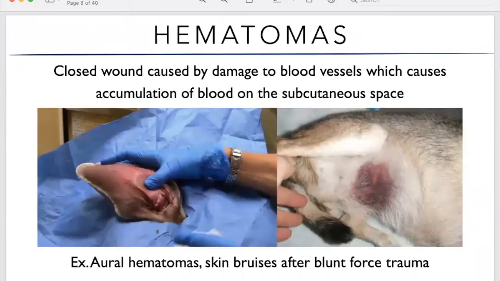Yeah. All right. Hematomas. So as we have discussed, these are closed wounds, which is caused by damage to the blood vessels underneath it, which could be caused by a lot of things: trauma, immune-mediated disease, parasitic diseases, especially for oral hematoma. Parasitic infestations, which cause the accumulation of blood in the subcutaneous space, kaya siya lumulobo.